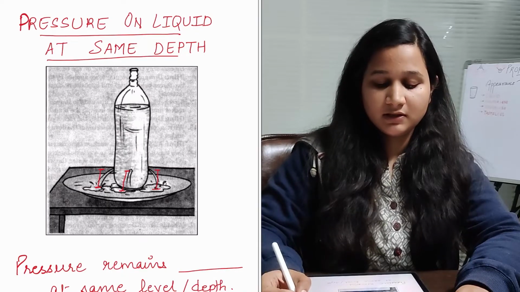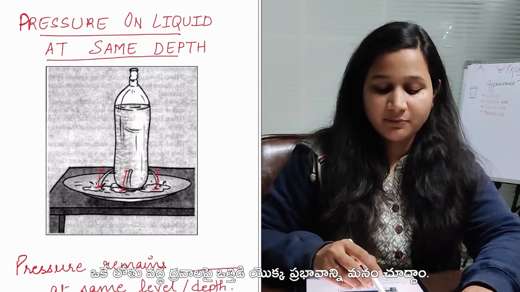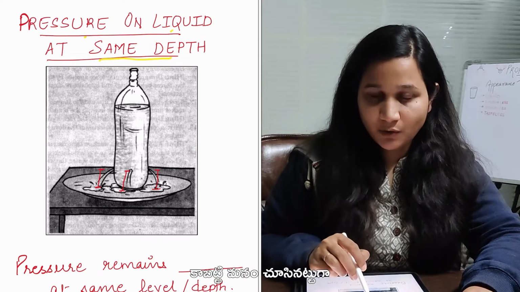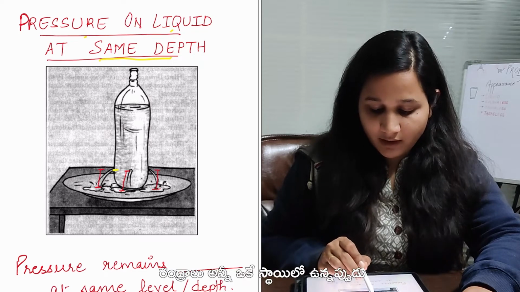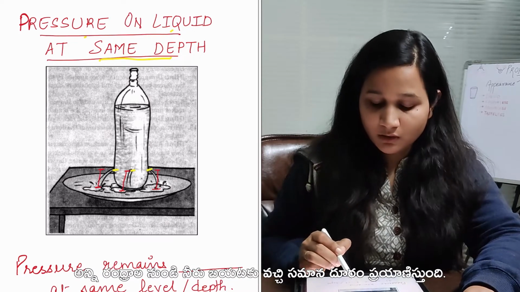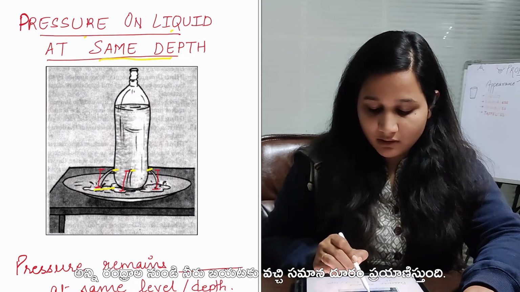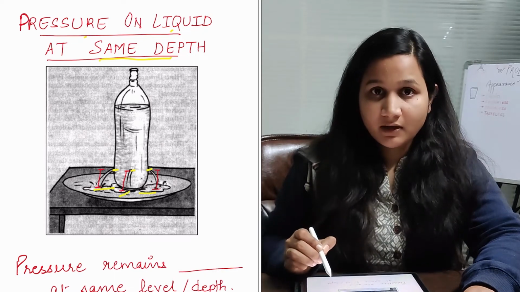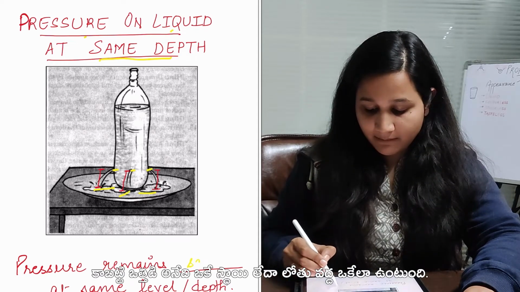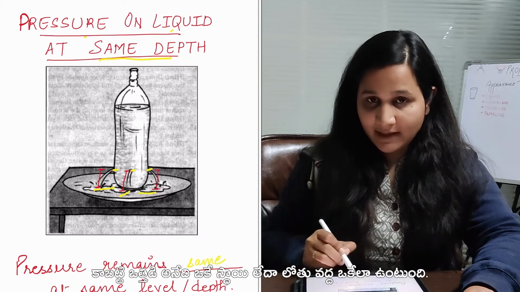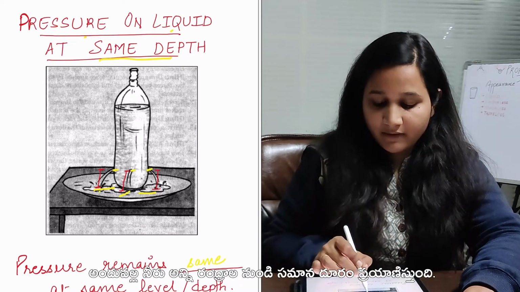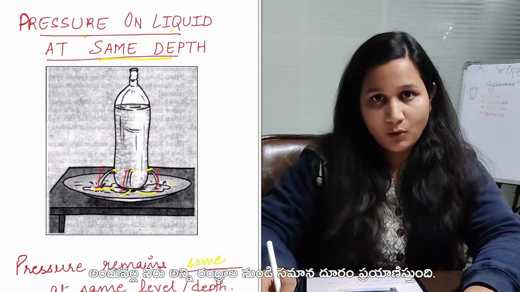So students, let's see the effect of pressure on liquids at the same depth. As you saw in the demonstration, when the holes are at the same level, the water comes out from all the holes and it travels the equal distance. So pressure remains the same at the same level or depth. Therefore, water travels an equal distance from all the holes.